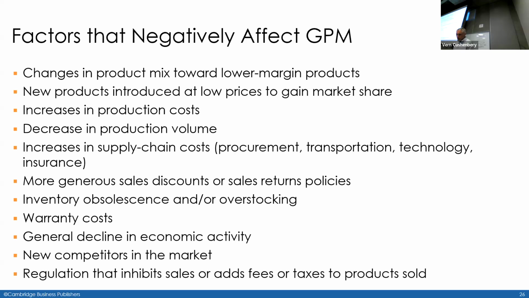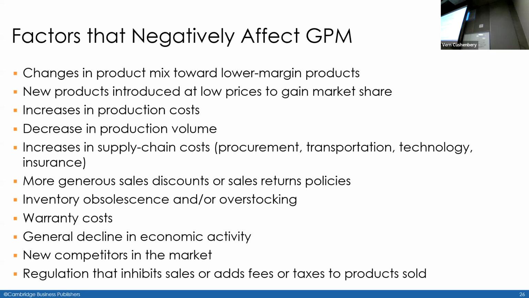The first one is gross profit margin. I guess we just talked about inventory costing, so that does affect gross profit margin. What else affects gross profit margin? Our authors highlight that here on slide number 26, and I hope you go down every single one of these bullet points and say, well, of course, just pick one. More generous sales discounts or sales return policy. Yeah, that's going to affect gross profit margin.